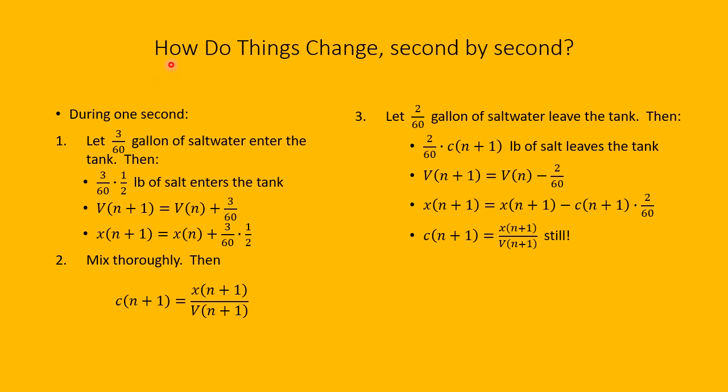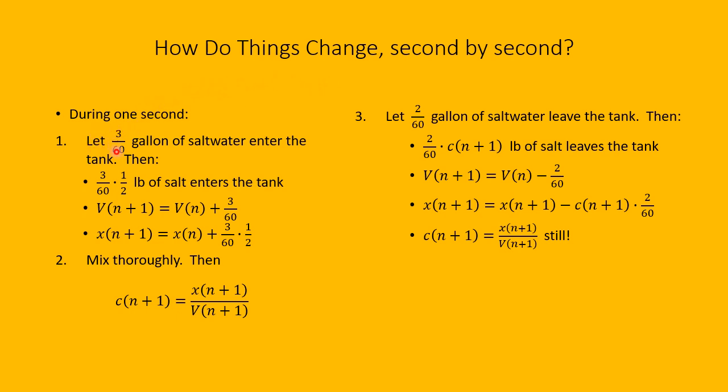So let's ask ourselves, how do things change in that tank of salt water second by second? We'll think of starting at time n in seconds and going to time n plus 1 second later. We're going to do three things during that 1 second. We're going to let 3/60ths of a gallon of salt water enter the tank. We'll mix what's in the tank thoroughly, and then we'll let 2/60ths of a gallon of salt water leave the tank. So let's start with the first step.